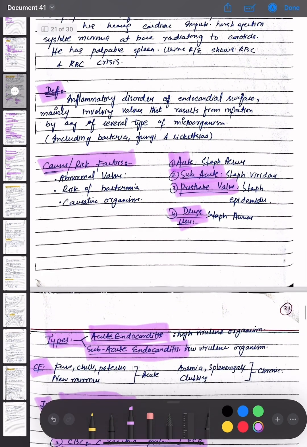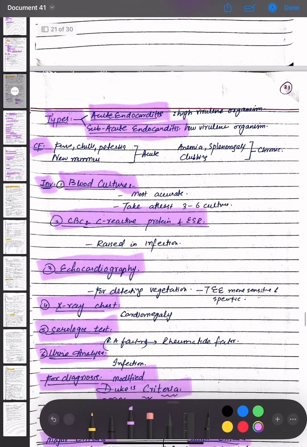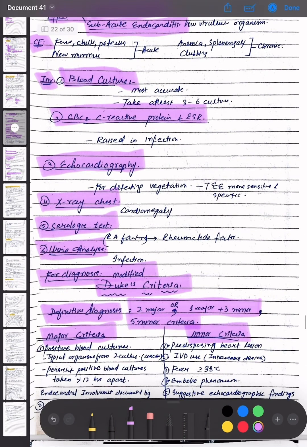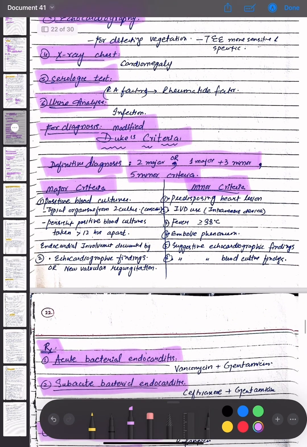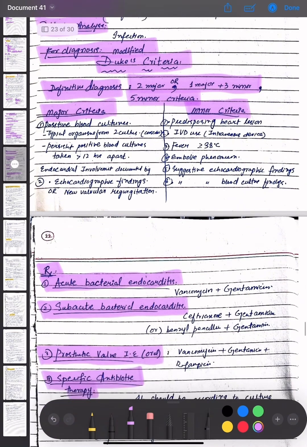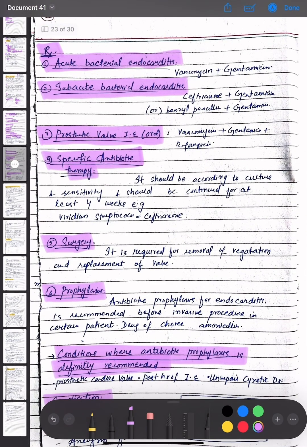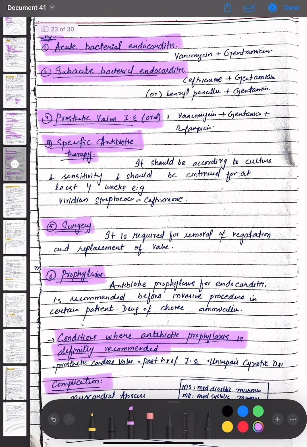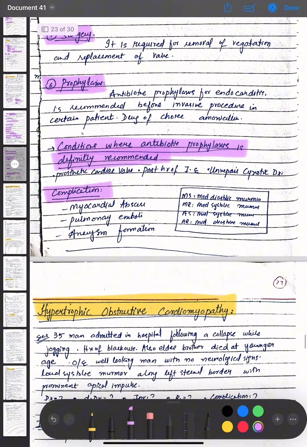So what is the definition? Then what are the causes and risk factors? Then what are the types of endocarditis? Then the clinical features, then the investigations, that is blood culture, CBC, C-reactive protein and ESR, echocardiography, X-ray test, serologic test, urine analysis, and for the modified diagnosis we use Dukes criteria. Then the definitive diagnosis which have major criteria and minor criteria. Then the treatment options which are acute bacterial endocarditis, subacute bacterial endocarditis, prostatic valve endocarditis, specific antibiotic therapy, surgery, and prophylaxis. Then the condition where antibiotic prophylaxis is definitely recommended, and then the complications.